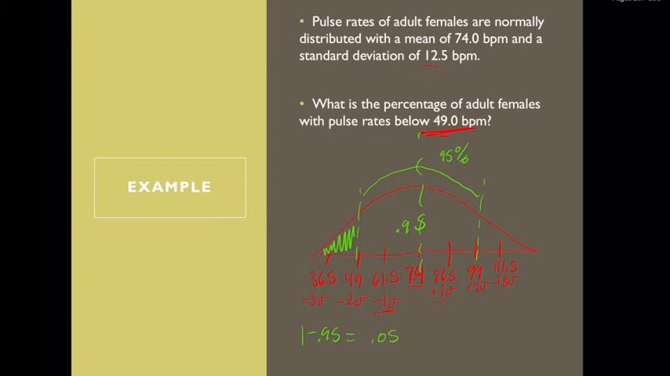But that's the area in this tail and in this tail. And I just want to know the area over here, so I can divide it in half because it's symmetrical. That means that the area in this tail is 0.025. So what percentage would that be? 2.5% would be our final answer.